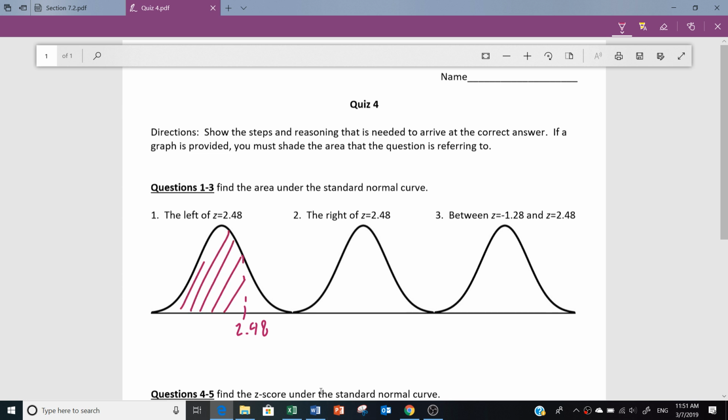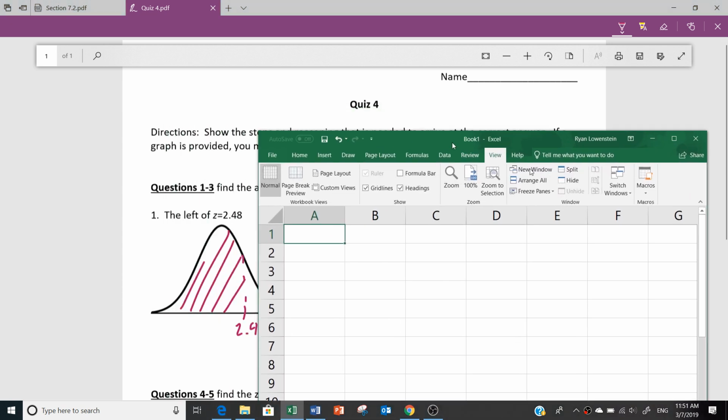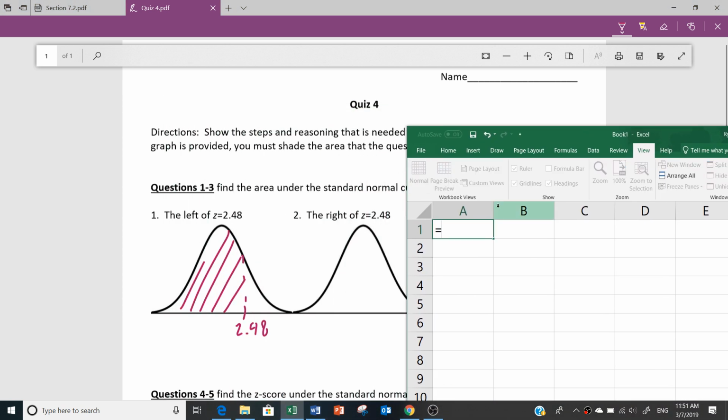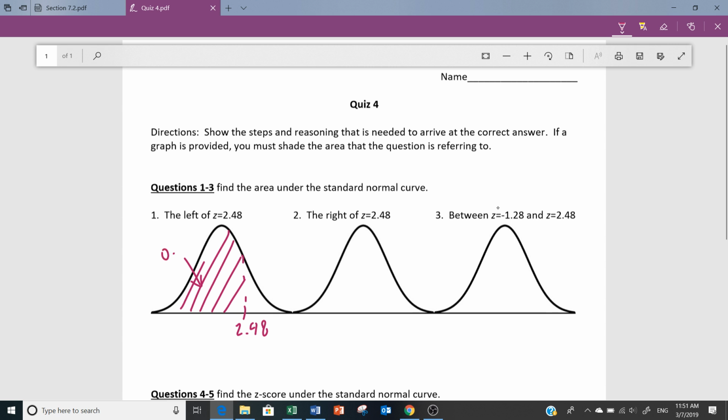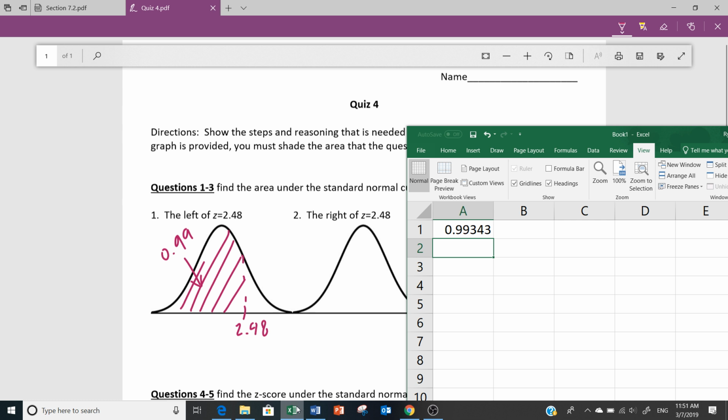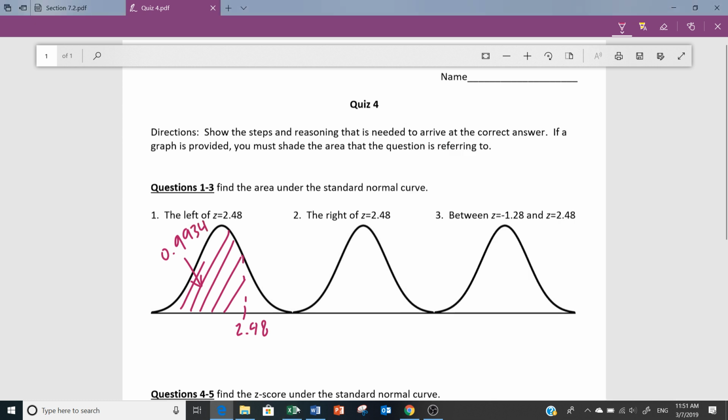And then for the Excel part, anytime you're going from z to area, we use equals NORM.S.DIST of 2.48 comma TRUE. The answer to number 1 was this area is 0.9934. If you put 0.99, that's fine for the first one. Okay, any questions on number 1?